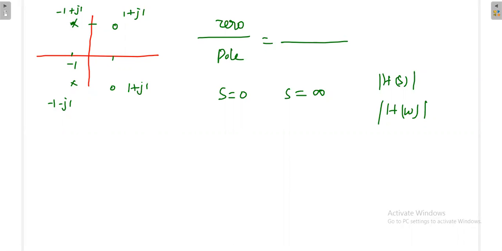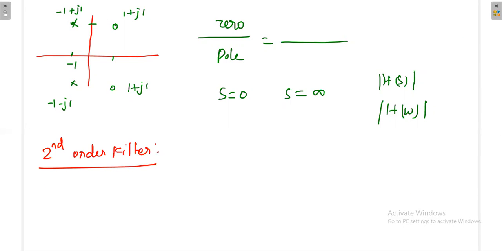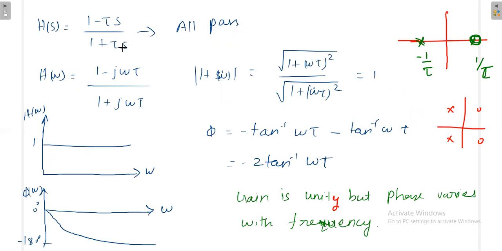All pass filter. Okay, so next, second order filter. So far we have been discussing the first order filter. First order in the sense we will have only one time constant, that is tau, then it is called a first order filter. Also the maximum degree of s is simply 1, so this is a first order filter.